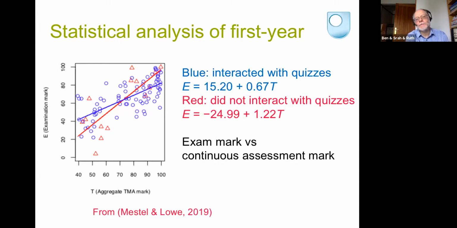So what you see in front of you are the two groups of students. Those in blue, the blue circles, are those who interacted with the quizzes in some way during the course. That just meant they tried it once. So it's a pretty limited idea of what interaction might mean. But if they tried the quiz once, we counted them as having interacted. The red students in triangles are the students who did not interact at all with the quiz.